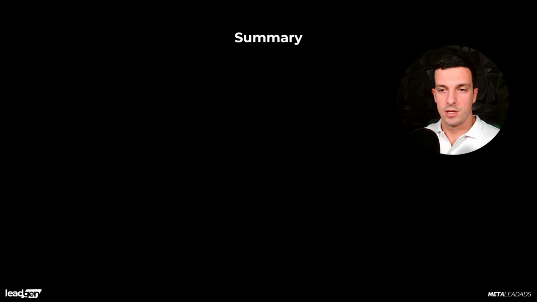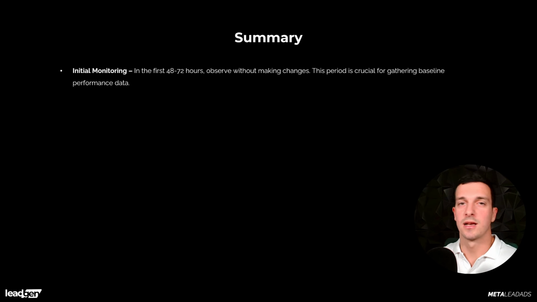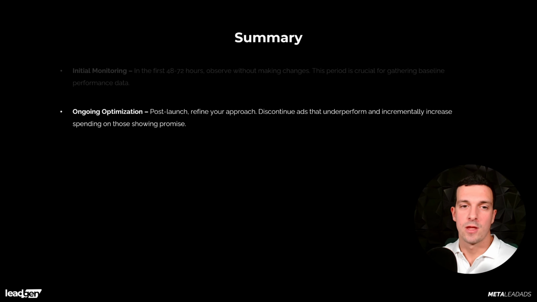So, brief summary. Initial monitoring: in the first 24 to 72 hours, observe without making changes. This period is crucial for gathering baseline performance data. So don't touch anything, let it run for 2 to 3 days and start tracking it in the daily tracking sheet. Ongoing optimization: post-launch, refine your approach, discontinue ads that underperform, and incrementally increase spending on those showing promise. I showed you how to do it.